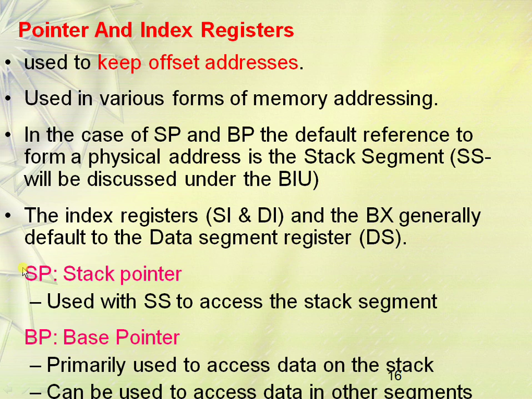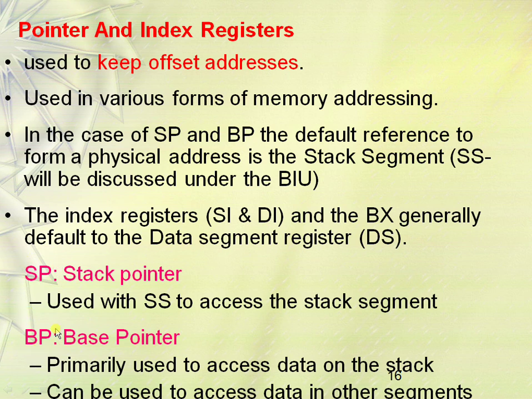Now the stack pointer is used for holding the offset address of the stack. It is mainly used when we are carrying out some operations with the stack. If we want to locate an operand present inside the stack, then that operand's physical address, or exact location, is obtained by adding the value in the stack segment register along with the stack pointer. We'll discuss what the stack segment register is, but the physical address of any operand residing in the stack is obtained by adding the stack segment register with the stack pointer. So the stack pointer is used for holding the offset address of the stack.